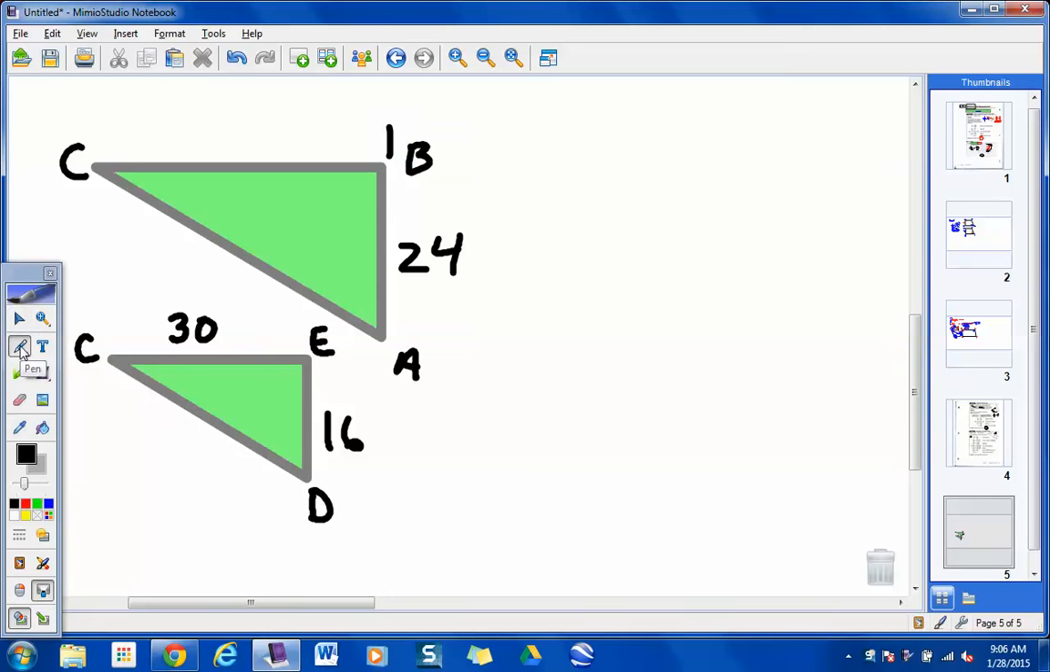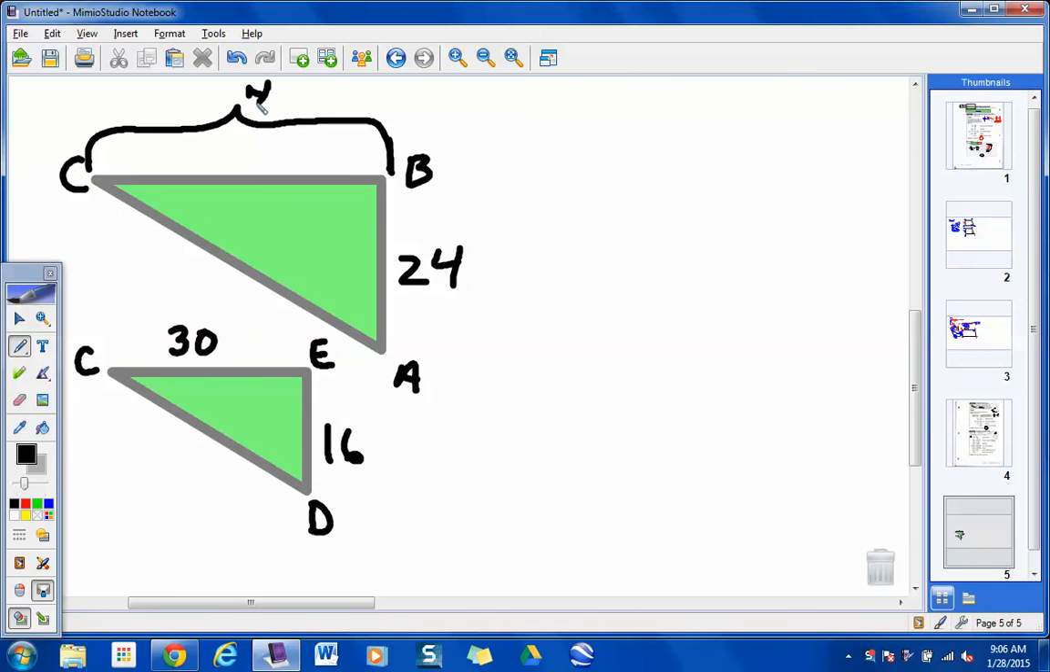What I'm going to do is figure out this whole distance right here. I don't know what this distance is, so let's just call it y. The distance up there is y. What would y correspond to in the smaller triangle? I'm going to say that the total distance y is to 30 as 24 is to 16.